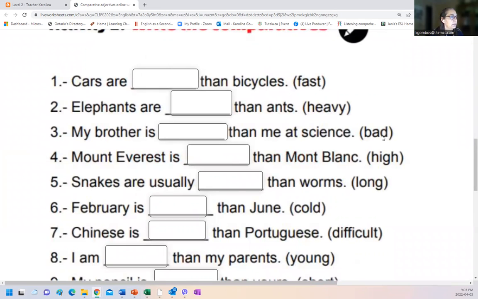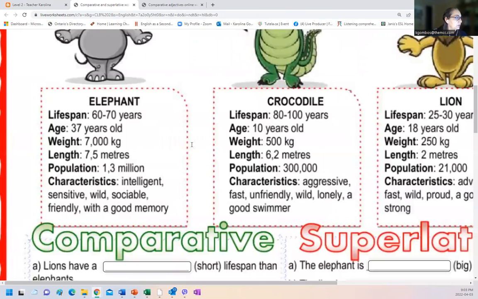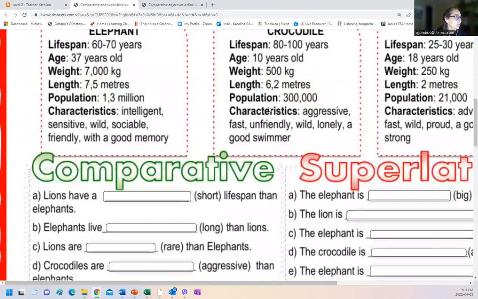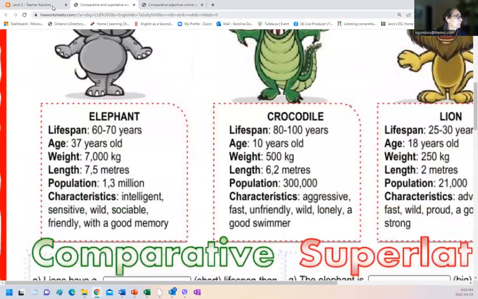Okay, my brother is worse than me, and there are a couple adjectives like bad and good that they don't get er at the end, they don't have est for superlative, but you have to memorize them. Bad, worse, the worst. Okay, and then there is another exercise again. So here you have to look at the information and compare, sometimes 2 with comparatives. Sometimes you have to use superlatives when you compare 3 or more things or people.